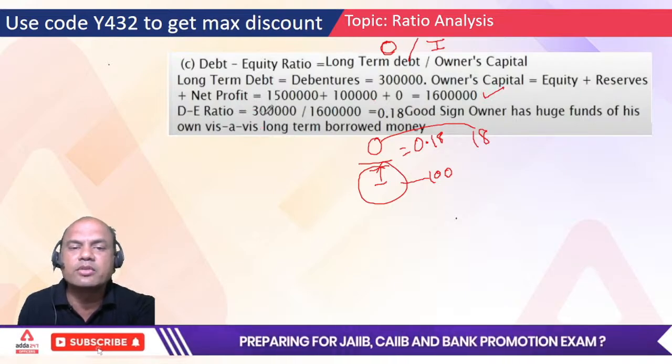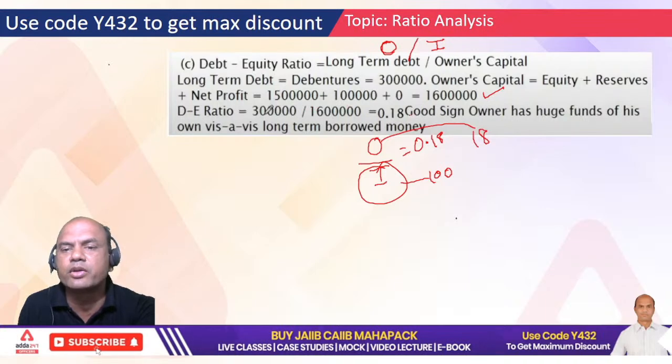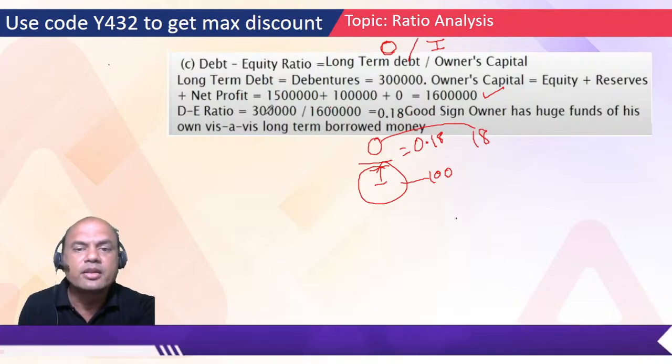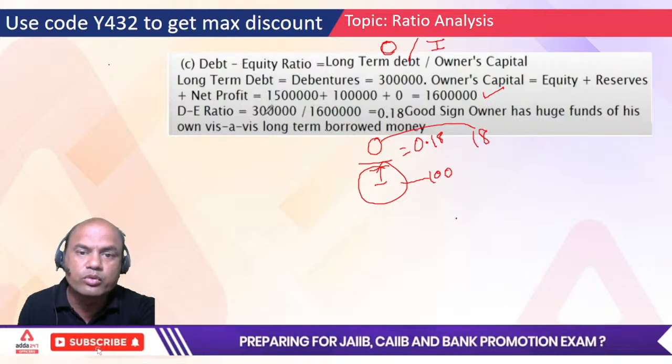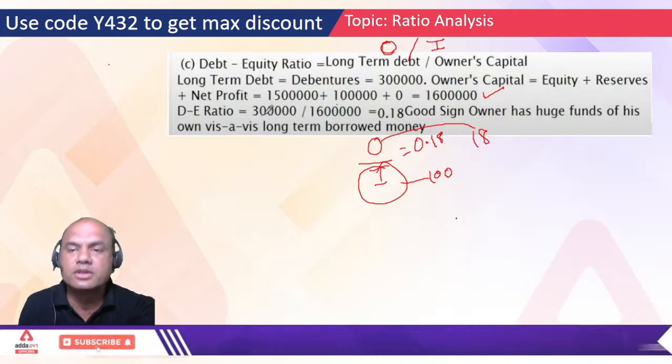Then debt equity is what? Outside loan 3 lakh, debentures, upon 16, so 3 upon 16 is 0.18. So it's a good sign. This person has own fund of 16 lakhs and outside loan of 3 lakh long term loan. So it's a good sign. Own funds are huge.